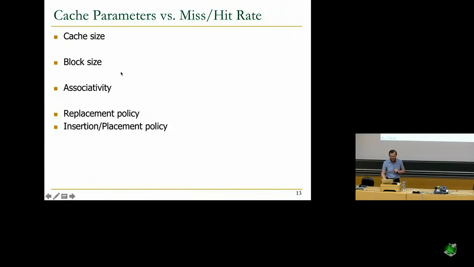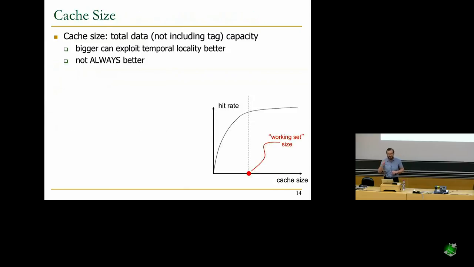So basically, there are a bunch of cache parameters that affect the hit and miss rate: cache size, block size, associativity, replacement policy, and insertion and placement policy. These affect the miss and hit rate, but they also affect the latency of the cache. We're going to look at miss and hit rate mostly in the graphs, but you need to consider hit latency and miss latency as well, as we've discussed before. Let's take a look at cache size.